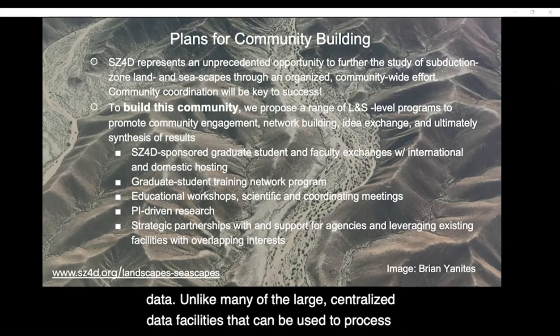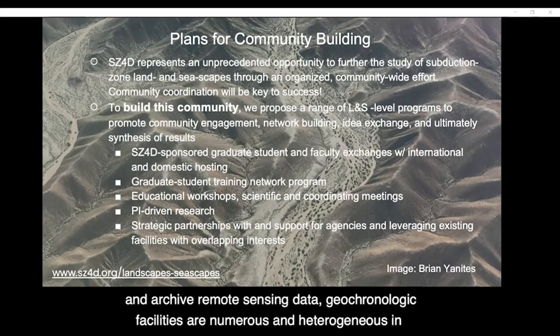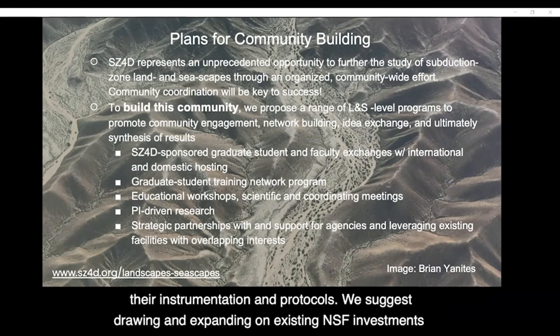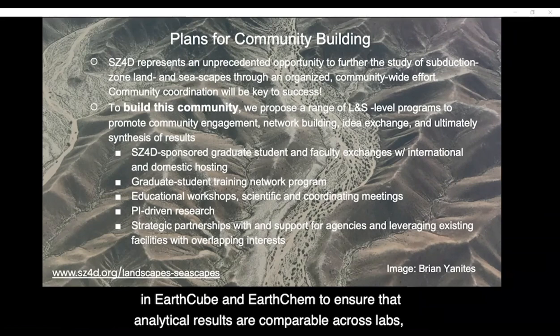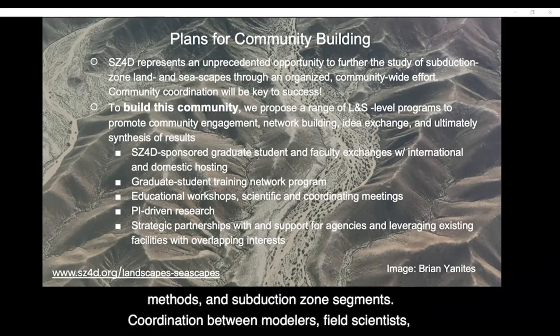Unlike many of the large centralized data facilities that can be used to process and archive remote sensing data, geochronologic facilities are numerous and heterogeneous in their instrumentation and protocols. We suggest drawing and expanding on existing NSF investments in EarthCube and EarthChem to ensure that analytical results are comparable across labs, methods, and subduction zone segments.